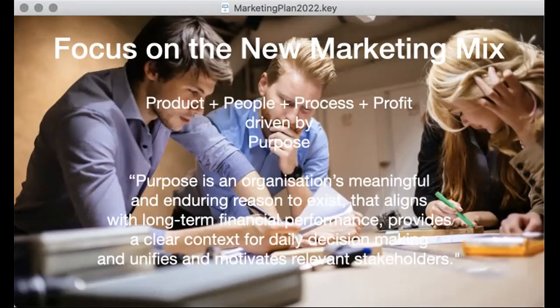Because this higher level purpose, which aligns with your long-term financial performance, yes, of course it does, but it provides you a clear context, a clear background, a clear platform for daily decision-making that's going to unify and motivate everybody involved here, from your staff, your leadership. If you're in a big business, it's your management team, it's everybody that works in the business. If you're all working to a common purpose, in other words, the real purest high-level value that you add to the world around you, the communities that you engage with, and to the physical geography around you, then you're working in the new marketing mix.